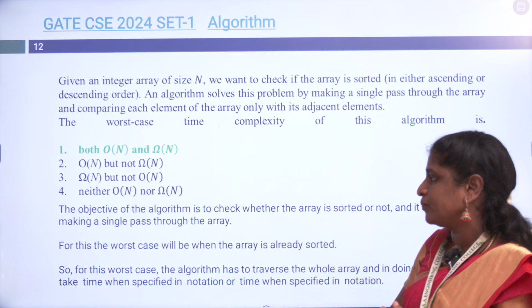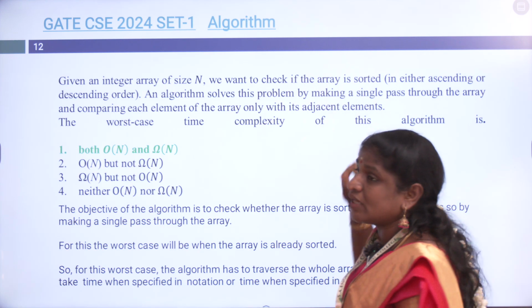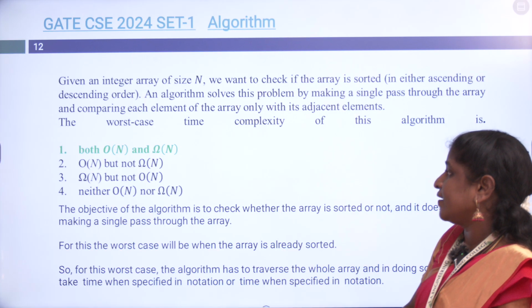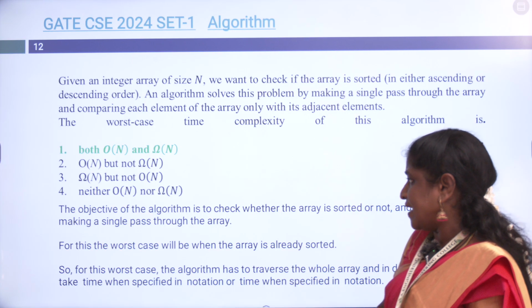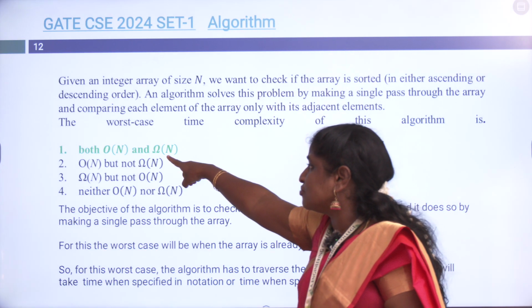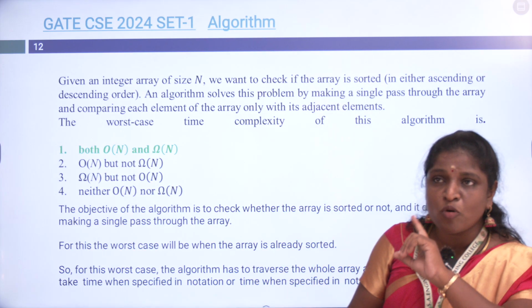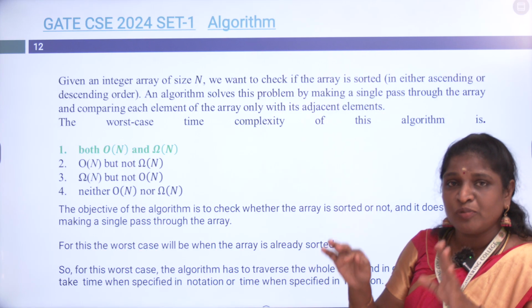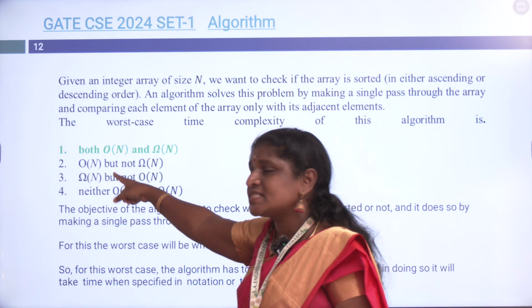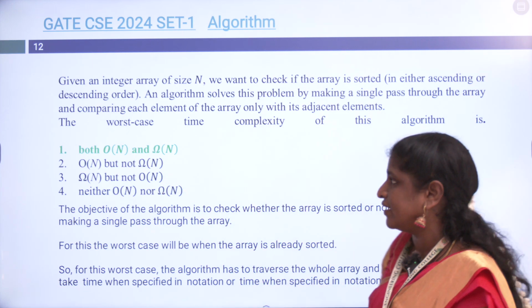The two cases are given. By making a single pass through the array, even if the array is sorted, we are going to go through the entire array. So that comes under big O of n. If it is already a sorted array, that comes under the best case, big omega of n. So the analysis comes under big O notation as well as big omega notation. So the possible option is that we can consider both big O of n and big omega of n.